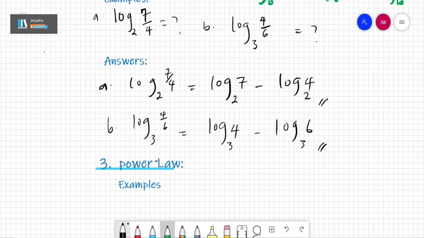Please take note of our division sign here that's transformed to negative. Also take note of this division sign that changed to negative. And also take note that our numerator also comes before denominator. From here you can see that 7 came before 4, and for the second example you can see that 4 also came before 6. Alright, so that's all for the examples.